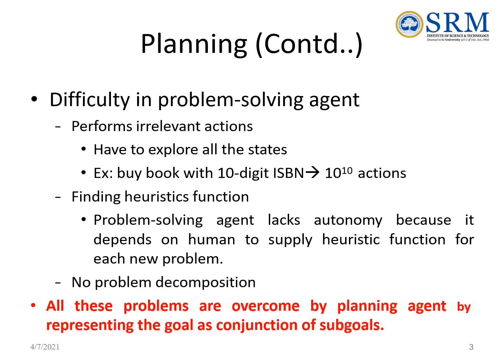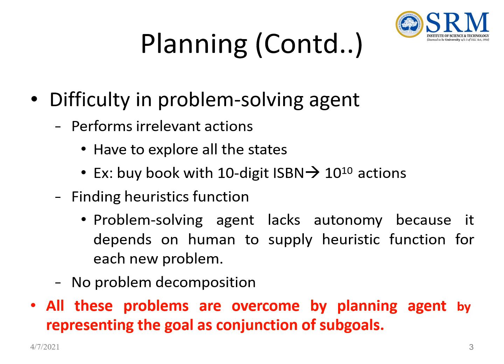Some of the difficulties in problem solving agent are that it performs irrelevant actions. For a given problem, we have to explore all the states. For example, if you want to buy a book with the 10-digit ISBN, that tends to 10 to the power of 10 actions.